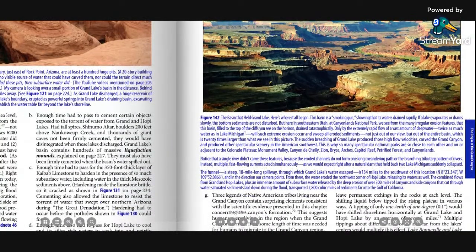The funnel, a steep 18-mile-long spillway through which Grand Lake's water escaped, is 134 miles to the southwest of this location, and in the direction our camera points. From there, the water eroded the northwest corner of Hopi Lake, releasing its waters as well. The combined flows from Grand and Hopi Lake, plus an immense amount of subsurface water released by the deep erosion of over 300 cubic miles of canyons and side canyons that cut through water-saturated sediments laid down during the flood, transported 2,800 cubic miles of sediment far into the Gulf of California.